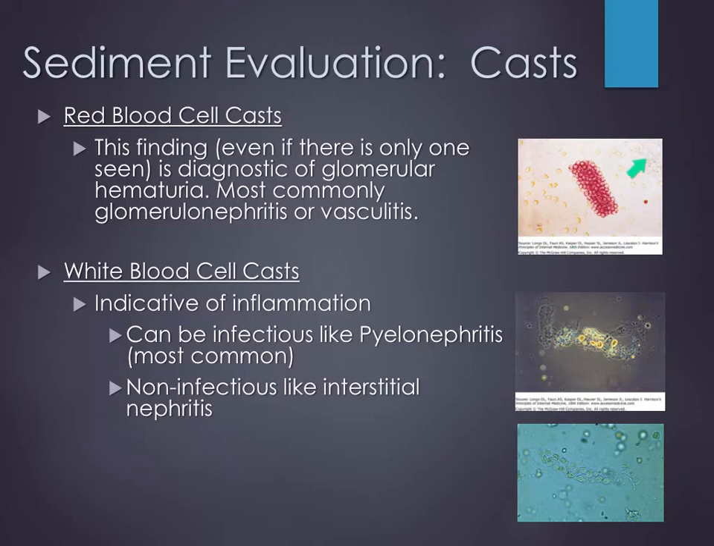And I gave you a picture of them over here so you can see what they look like under the microscope. White blood cell casts are indicative of inflammation. Now, it can be from infection, which is the most common. In fact, the most common ones that you're going to see here are from pyelonephritis, an infection in the kidney. But they can also be from non-infectious states like interstitial nephritis. Remember that white blood cells are a marker of inflammation, not always infection. So you're going to have to try and differentiate that using other lab tests and using good clinical judgment.